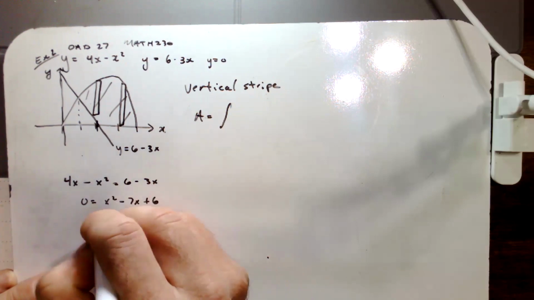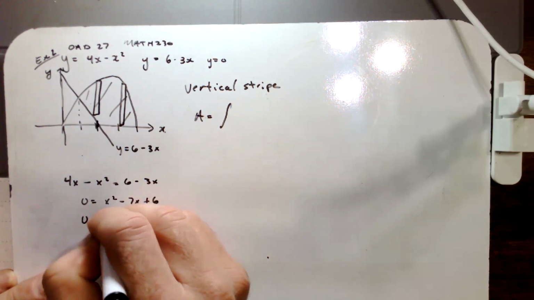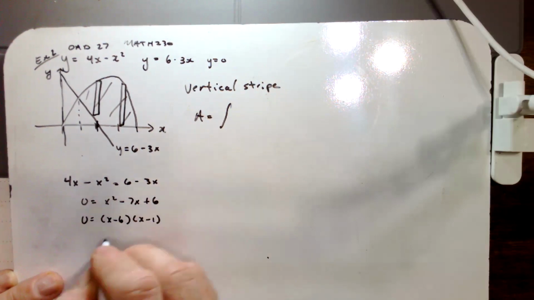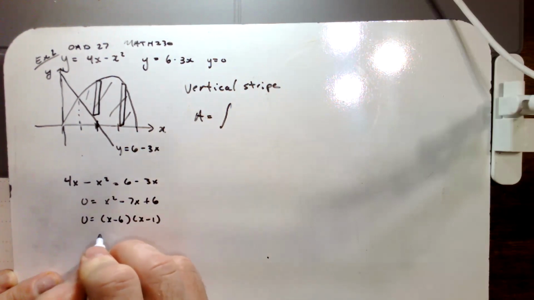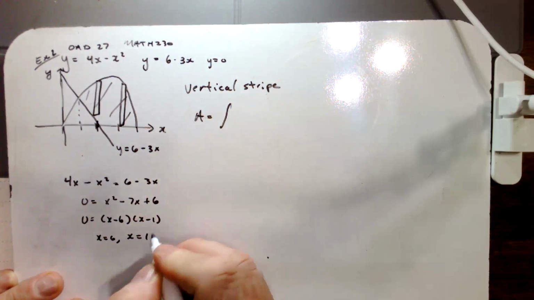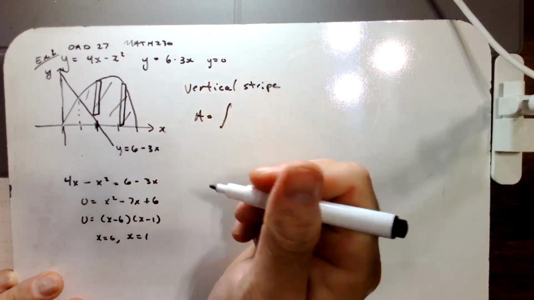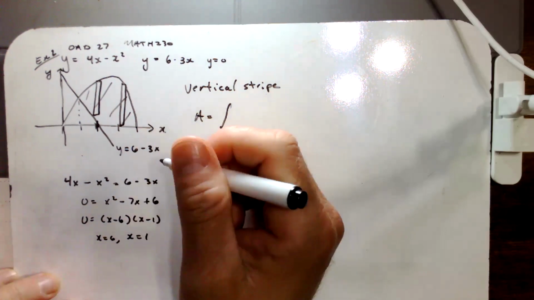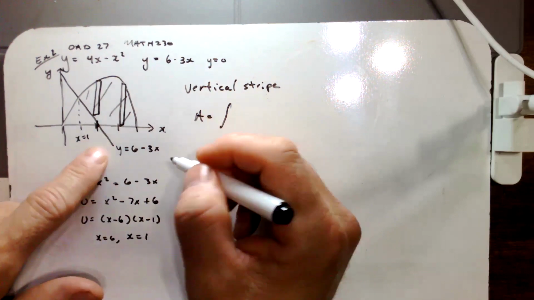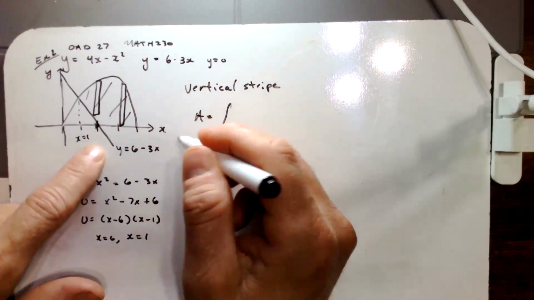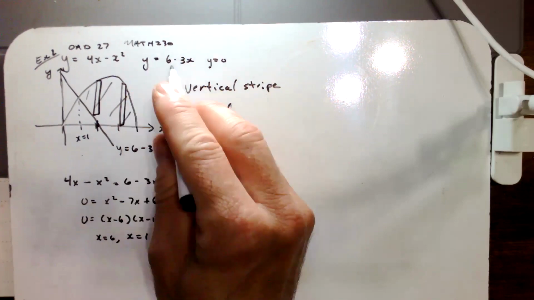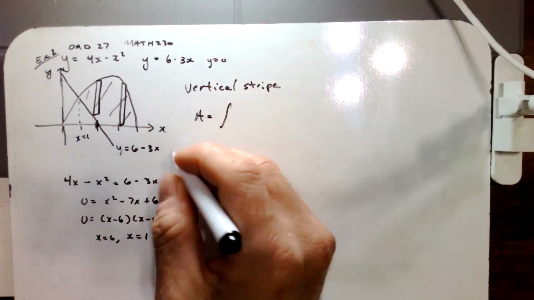Okay, so that's going to be 0 equals x minus 6 times x minus 1. So either x equals 6 or x equals 1. x equals 6 is clearly outside of our domain here, so we're going to use x equals 1. And then it switches at the x-intercept of 6 minus 3x, which is at x equals 2.